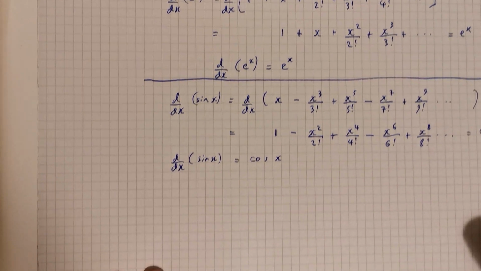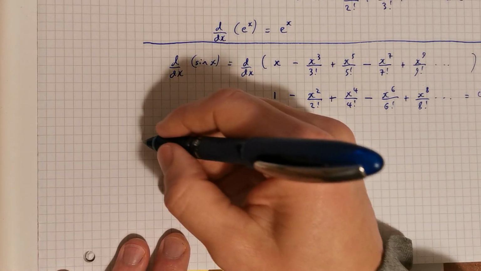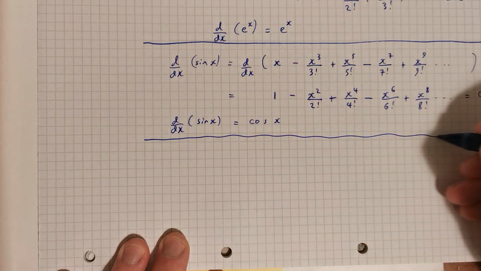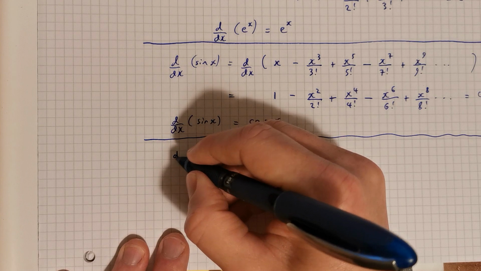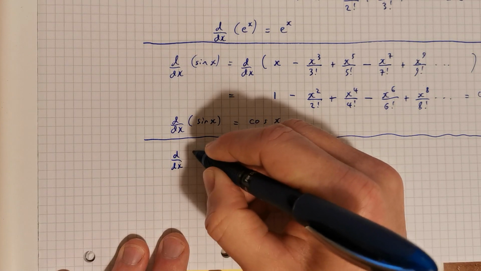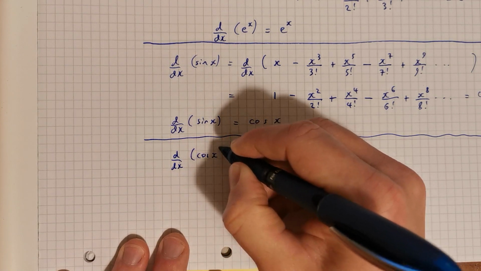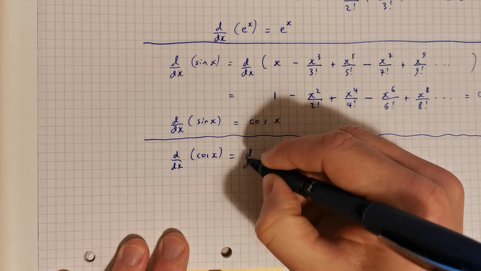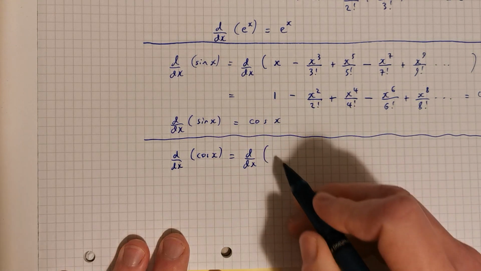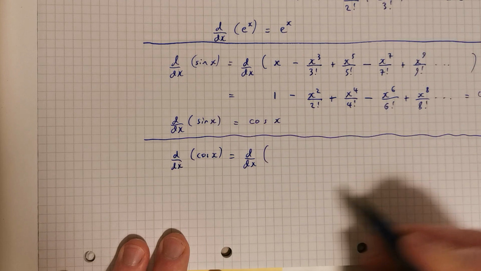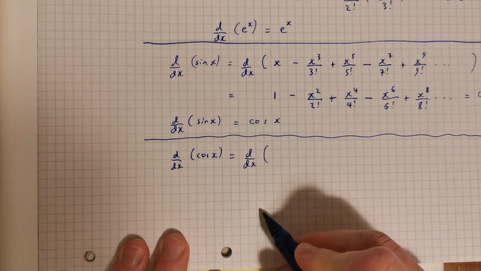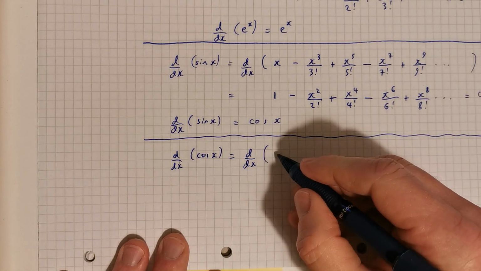Okay, and let me look at the last function here. And again, I recommend you pause the video and see if you can take the derivative with respect to x of cosine of x. Can you pause the video, write out the Maclaurin series, and then take the derivative? I'm going to go through it here.